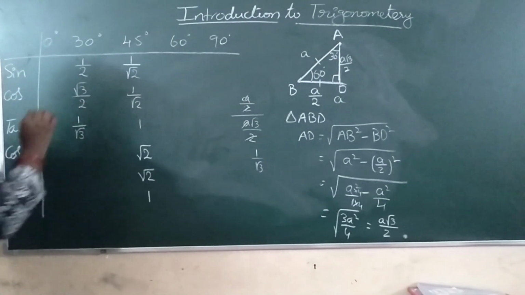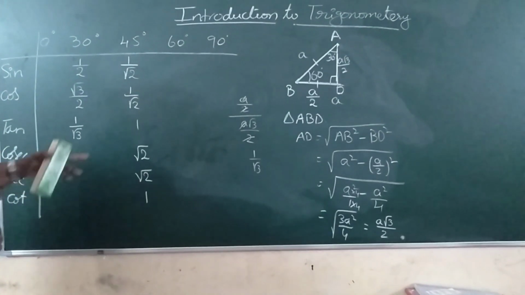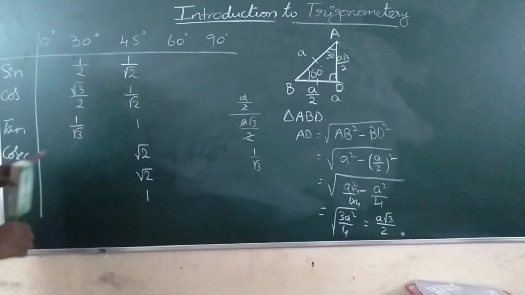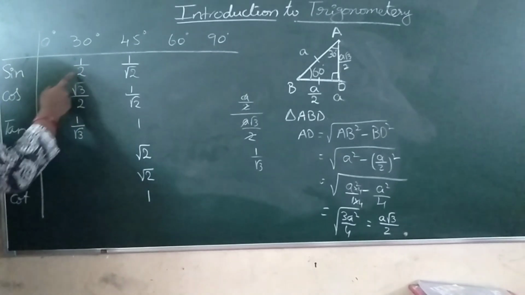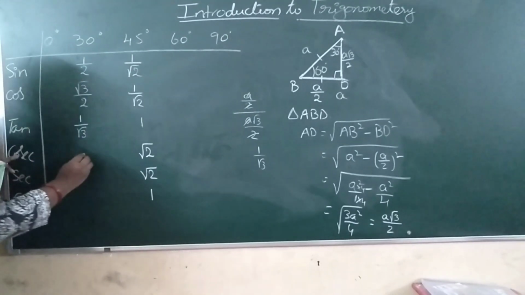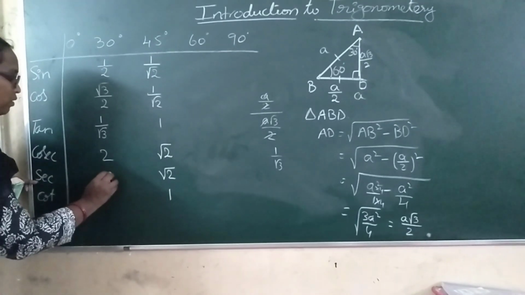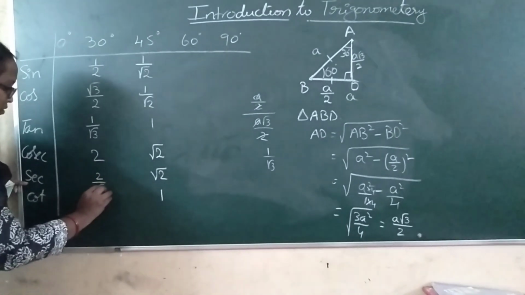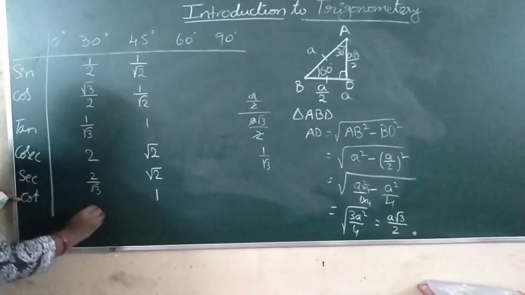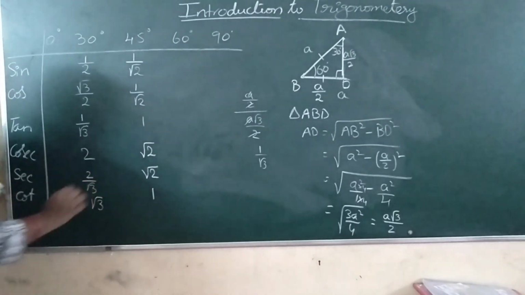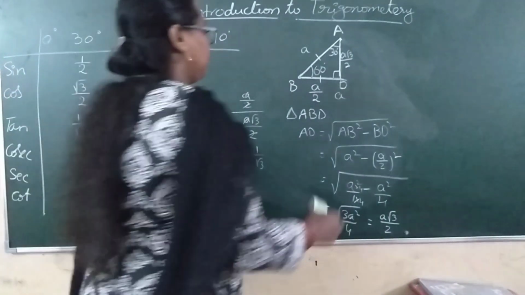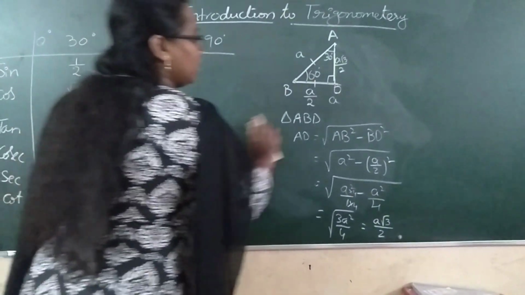Now from here, you don't need to check with the triangle itself. You can go with the reciprocals. So cosecant is sin reciprocal, so it is 2. Secant is cos reciprocal, 2 by root 3. Cot is tan reciprocal, that is root 3. Done. Clear?